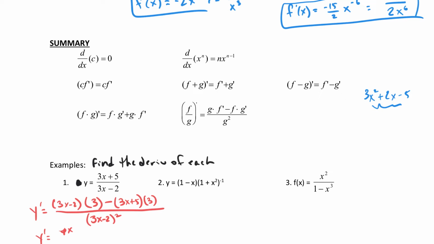Now, cleaning this up, over here, y prime will be 9x minus 6. Now, over here, this will be 9x plus 15, and then don't forget to distribute this negative. So negative minus 9x minus 15 all over this 3x minus 2 squared. I'm running out of room, so let's finish this right here. Now, these 9x's will go away, and I'll have negative 21 over 3x minus 2 quantity squared. So that is the derivative there. All right, on the next one.